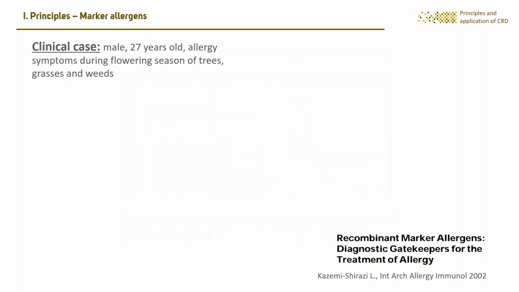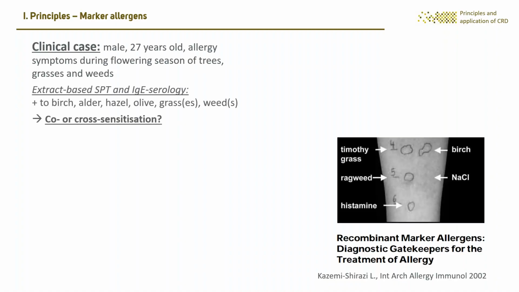And to further illustrate how you can solve such a case, I show you another very simple example. In this publication, we had a young man who complained, like mentioned before, of respiratory symptoms, which started early in the year and which lasted until the end of the summer. This patient was tested with extracts from three very relevant allergen sources here in Central Europe, which are birch, timothy grass, and ragweed. And as you clearly see, this patient was positive to all three allergen extracts.